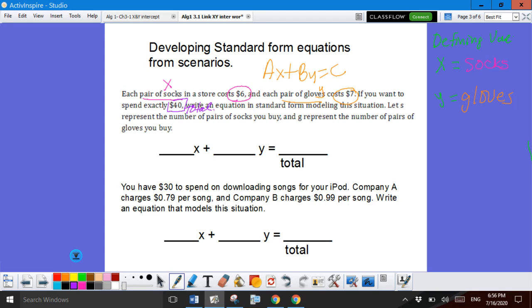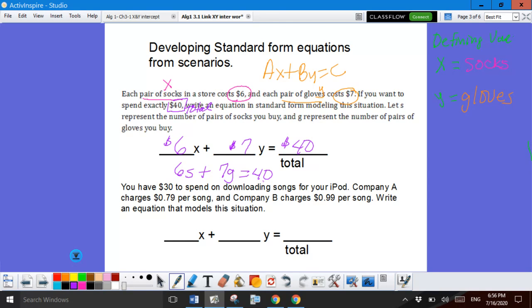Now, from there, I should be able to write my equation. My XY equation is pretty simple. The first number that we came across that went with the X was the 6. The 7 goes with the Y, and my $40. Now if we write it with the letters that it gave us, the S and the G, that would be 6S plus 7G equals 40. 6 socks plus 7 gloves equals 40.